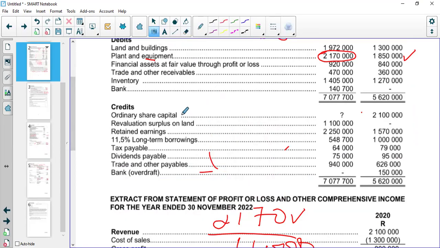Ordinary share capital. What happened here? Was there anything to say there was an issue? Revaluation is out, retained earnings. Long-term borrowings from this to that. All right.